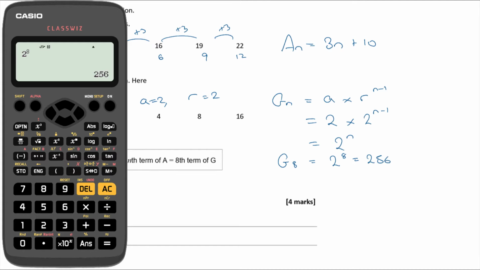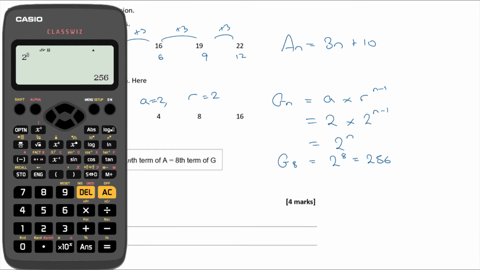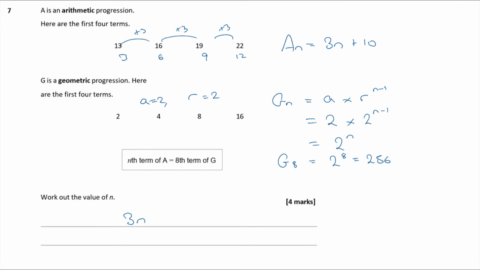Okay, so then I know that my nth term of A, 3n plus 10, is equal to my 8th term of G, which is 256. So now I can solve for n, can't I? Taking 10 away from both sides, that's going to give me 3n is equal to 246, and then dividing both sides by 3, 246 divided by 3 comes out to be 82. So it's the 82nd term of A which is equal to the 8th term of G.